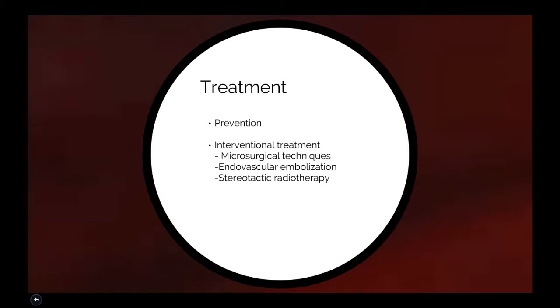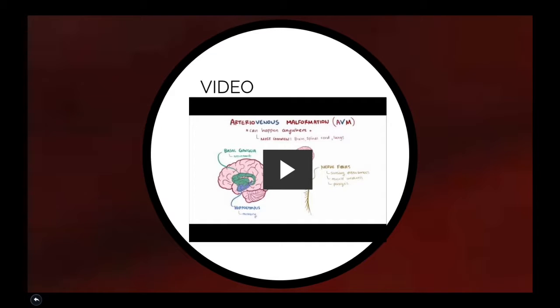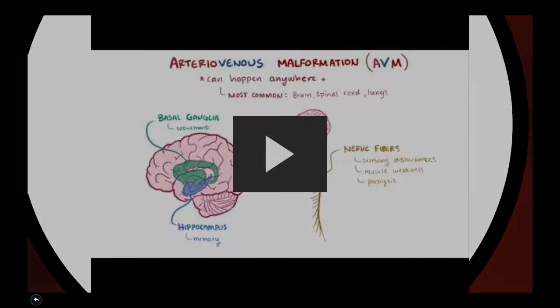Now, about the treatment, we have two ways: prevention of the AVMs and interventional treatment. Here we have microsurgical techniques, endovascular embolization, and stereotactic radiotherapy. Here's a video of the symptoms AVMs can have.